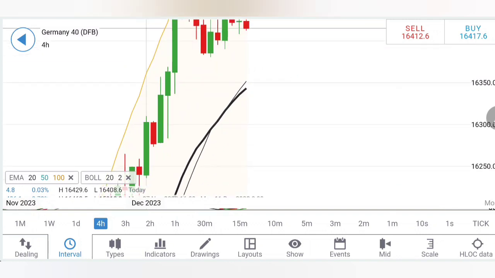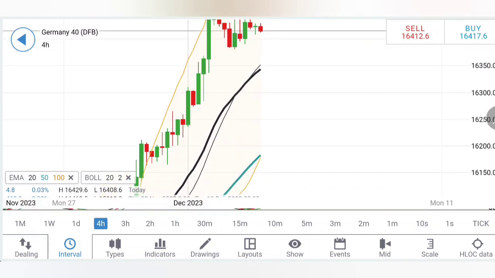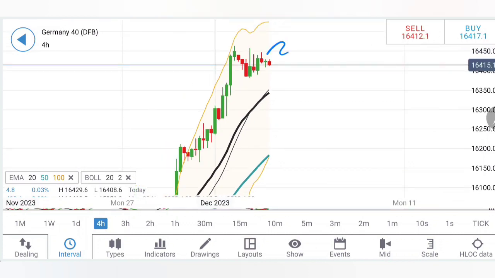16,340 first target, 16,300 to 80 as the next target, and below that a major crash can be expected. Remember, too much of divergence calls for it to converge. Again and again I'm saying, but here we have to wait also. 16,450, 460 levels should not be taken. Once 16,460 is taken, you can see it flying away towards 16,500, 550.